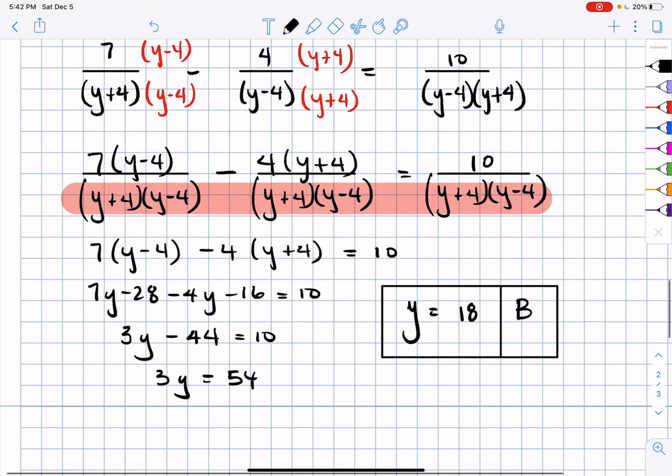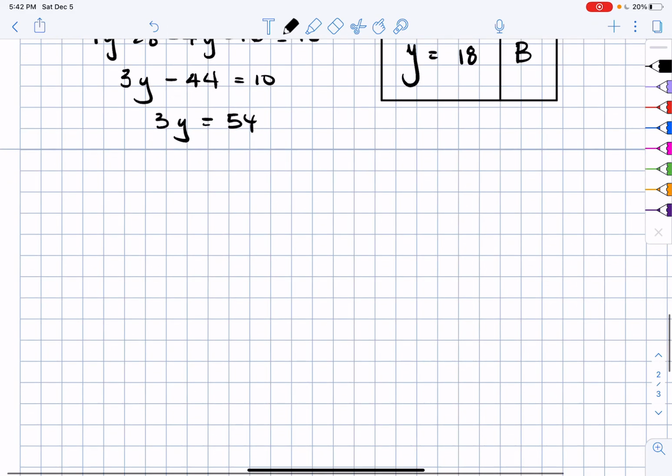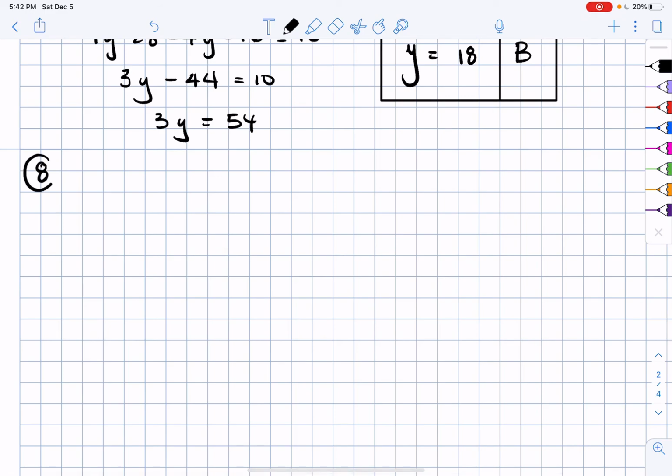Boom. All right, so that was 7. Let's go on to 8, to the next page. There we go. 8 says (x - 2)^2 = -81, and I want you to use the square root property.